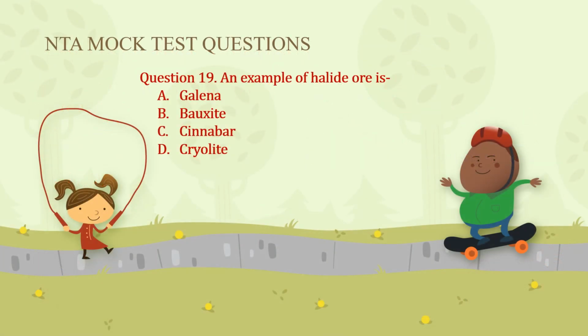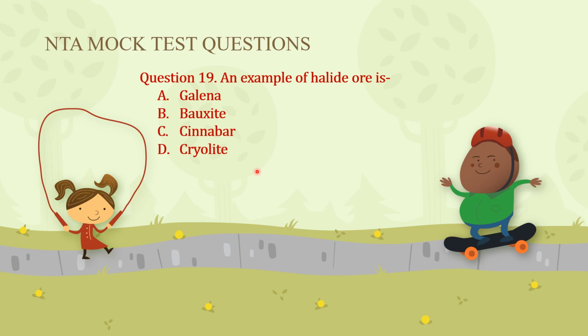Now the next question is, an example of a halide ore is galena, bauxite, cinnabar or cryolite. Now why I've chosen this question is because all these ores which are given in the group study or in the metallurgical processes are very important. Very frequently the questions come in the examination from the ores. So this is something that is very simple to remember. Please do remember them very well.